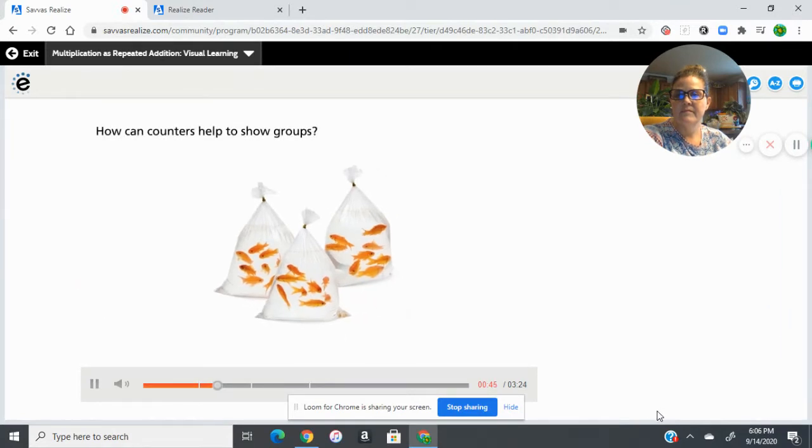How can counters help to show groups? Okay, so let's think about that. How can counters help to show groups? So remember we talked about that when we were doing one of our lessons last week, how we can use those little counters to count pieces and parts and put them together. And remember that we always have to have an equal amount in each group to do multiplication. So we couldn't do multiplication if there was 8 in these two and 7 in this one. We could multiply these two and then add the 7. But to do multiplication, they all have to have the same amount in each group.